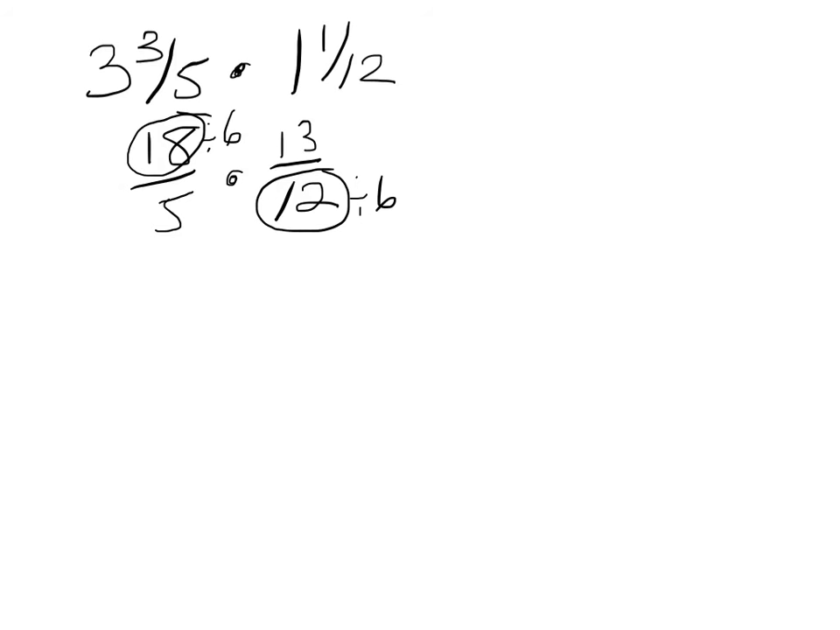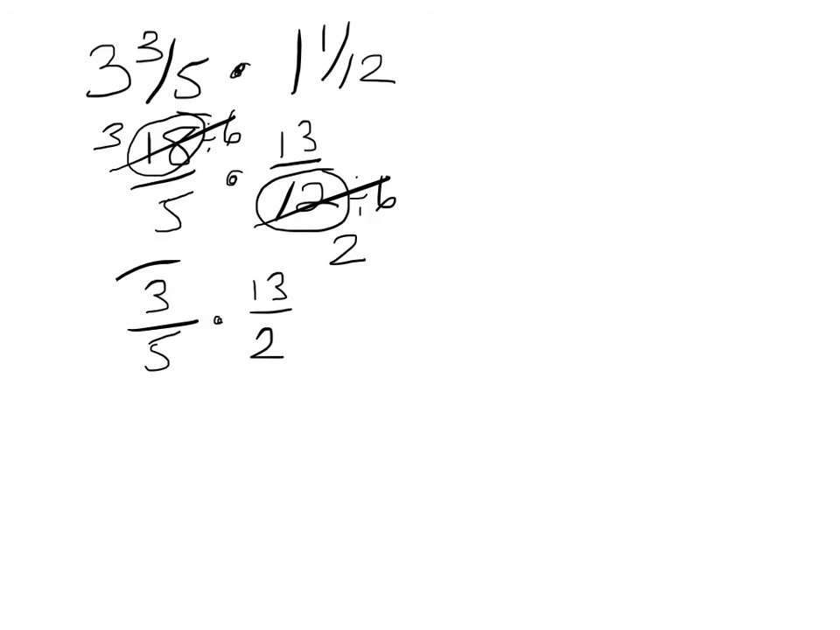So we're going to simplify before we multiply. 18 divided by 6 is 3, and 12 divided by 6 is 2. So now let's clean this up and take a look at what we have now. We have 3/5 times 13/2. Those numbers are a little bit easier for us to deal with.